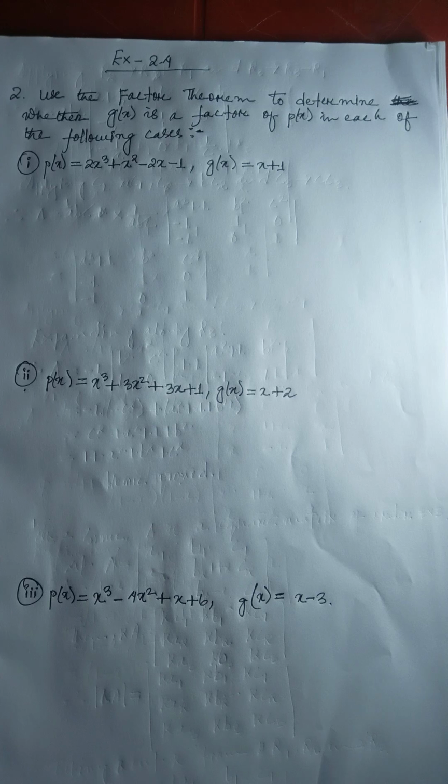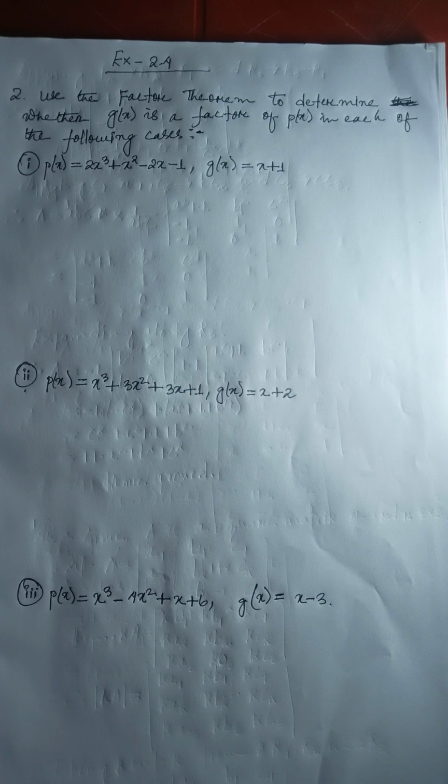Now, according to the factor theorem, we are about to use this g(x) is equal to x plus 1 to divide p(x). If we get 0 by dividing p(x) by g(x), then we will call g(x) a factor of p(x). But in case we can't get 0 by using g(x) is equal to x plus 1 to divide p(x), then we will call it not a factor of p(x).